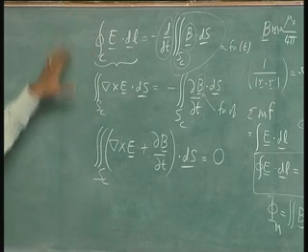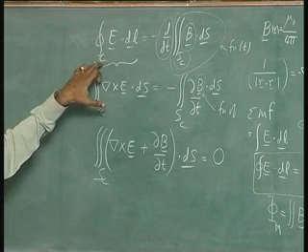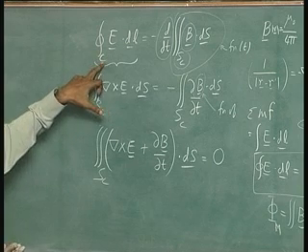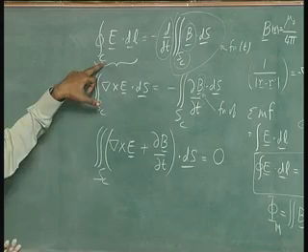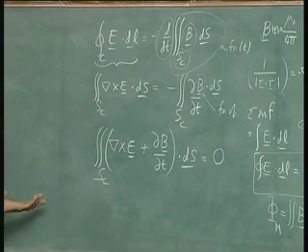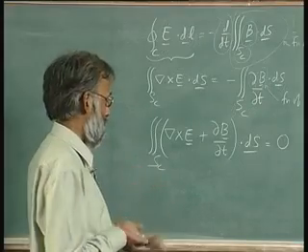Now, in this whole derivation, I have not made any assumption about what C is. C could be anything. C could be large, C could be a square, a circle, anything.